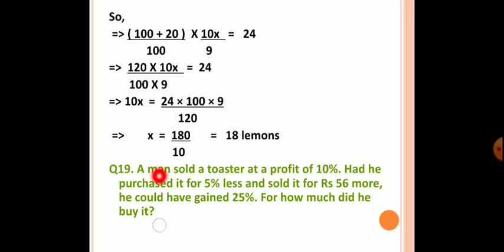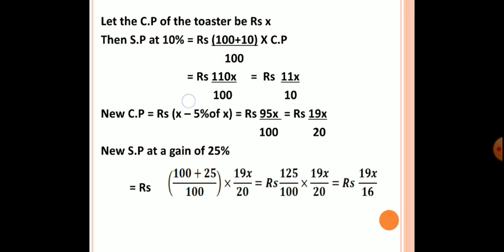Question number 19. A man sold a toaster at a profit of 10%. Had he purchased it for 5% less and sold it for rupees 56 more, he could have gained 25%. For how much did he buy it? So let the cost price of the toaster be rupees X. So the selling price at 10% profit will be 100 plus 10 by 100 into cost price, that is 110x by 100, which equals rupees 11x by 10.